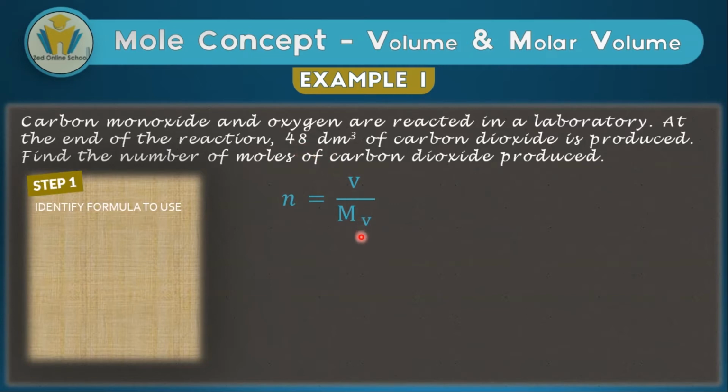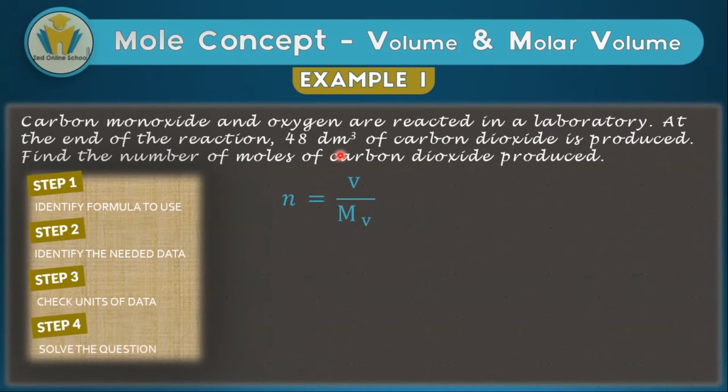Now, what is our molar volume? They haven't told us whether to use RTP or STP, so how can we figure it out from the question? In chemistry, when you're told something was done in a lab, just remember that a lab is a room. So the molar volume in a laboratory will be 24 cubic decimeters. Now, since we have identified the needed data, we need to check if the units of the data are correct. Is the volume in the correct units? Yes.